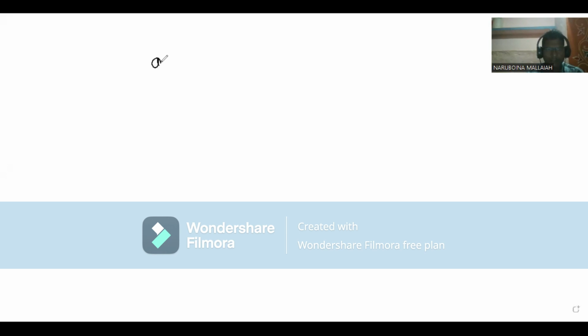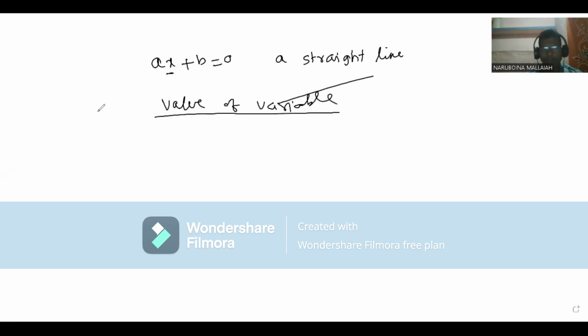The standard form of a linear equation in one variable is ax plus b is equal to 0. Here it indicates a straight line. If we graph it, we get one straight line. Now here we have to find the value of x, that means the value of the variable. This value of the variable is called the solution of the equation. These are called solutions, or we call them roots.